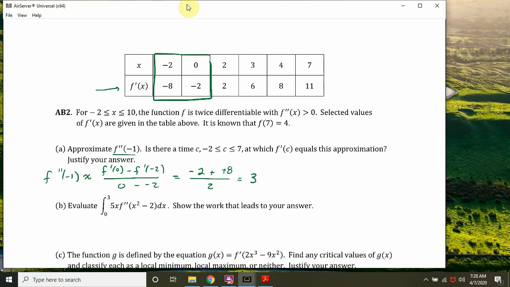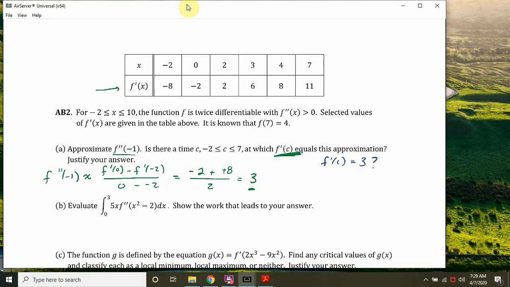Now, is there a time c on the closed interval -2 to 7 at which f prime of c equals this approximation? Now, usually when they ask us about derivatives equaling certain values, we're looking at the mean value theorem. But this one's actually not the mean value theorem. Okay, f prime is the table of values we're looking at. So we want to know, is there a place where f prime itself has to equal this approximation of 3? Okay. Is there a place where f prime of c will equal 3?